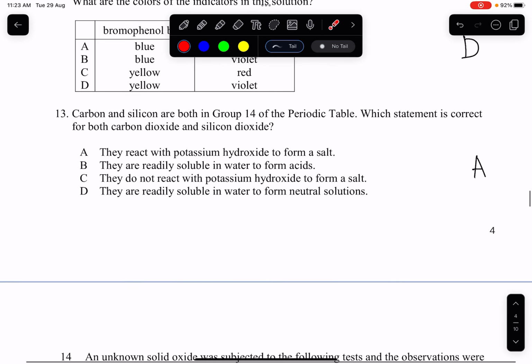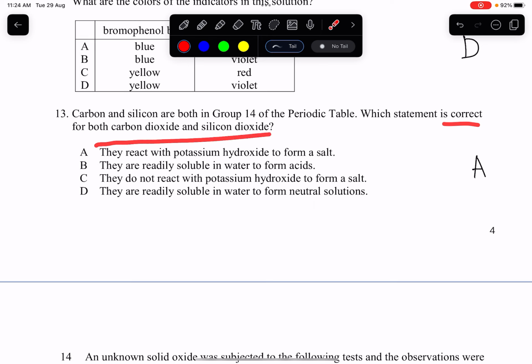Okay, question 13. Carbon and silicon are both found in group 14 of the periodic table. Which statement is correct for both of them? Notice that because they are in group 14, let's look at the individual options. Answer is A. They react with potassium hydroxide to form a salt. This is because they behave as acidic oxides.